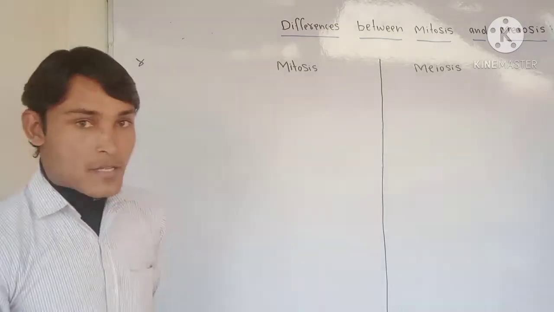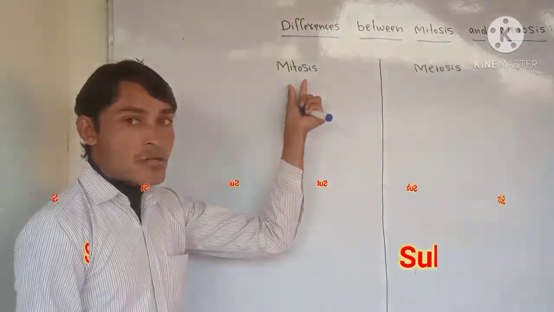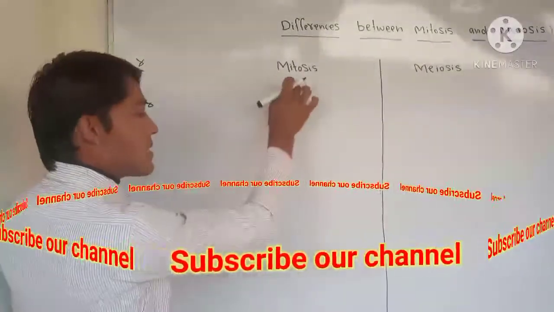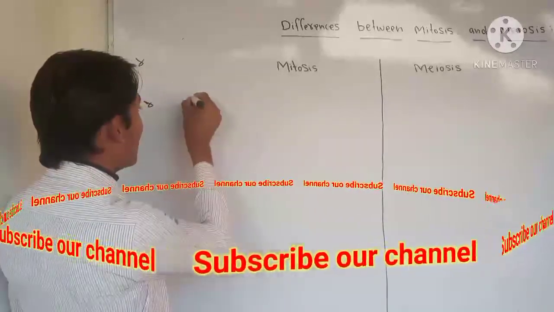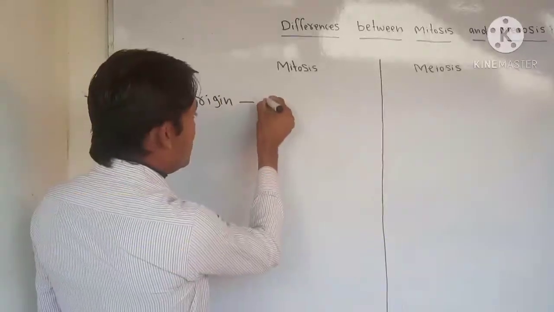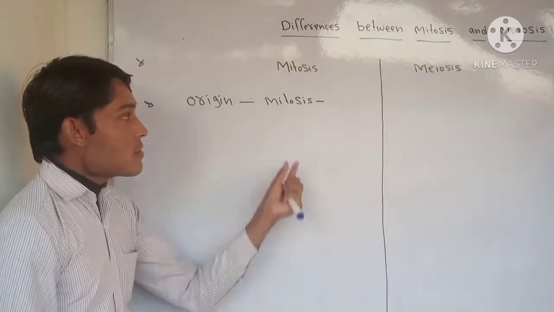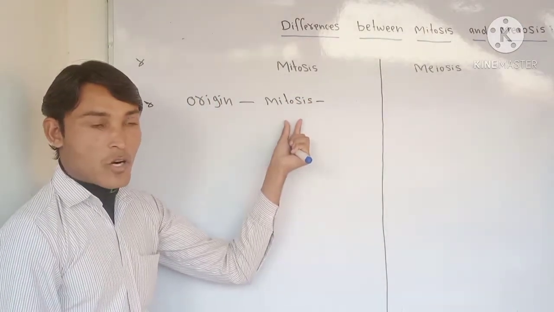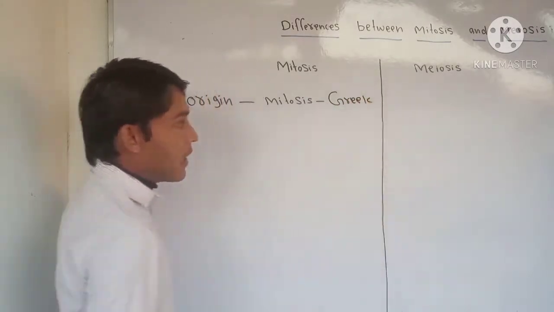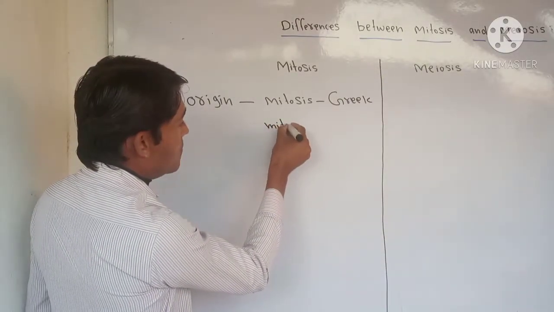The first word is mitosis. Mitosis is taken from a Greek word. Let's talk about the origin of the word mitosis. And what is that Greek word? That is called mitos.